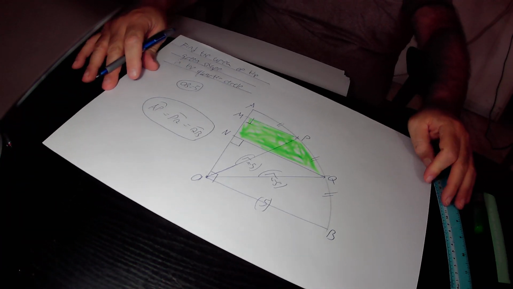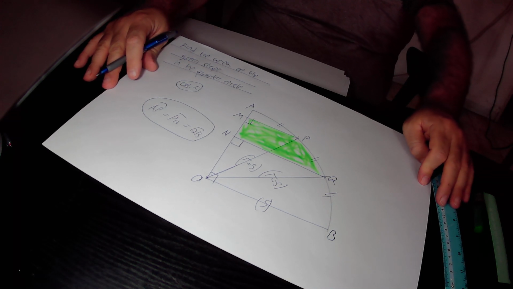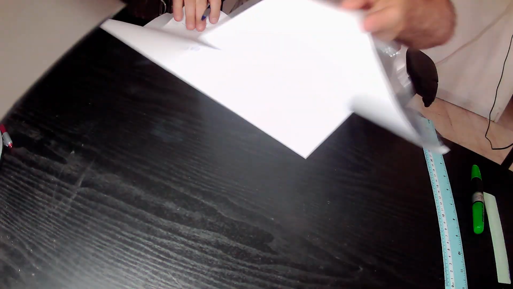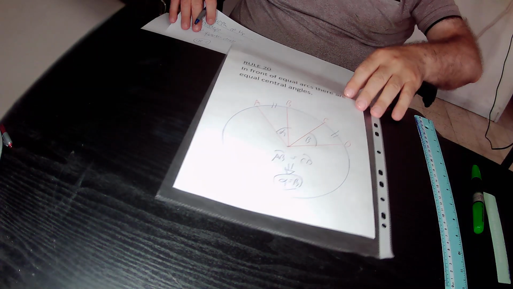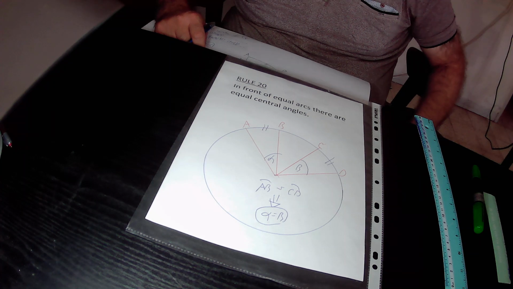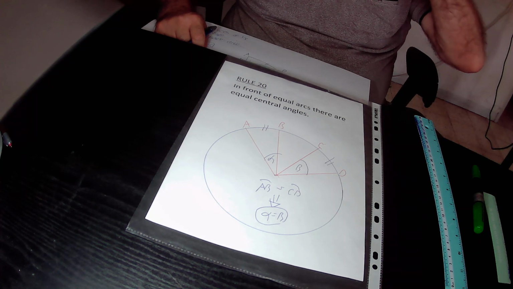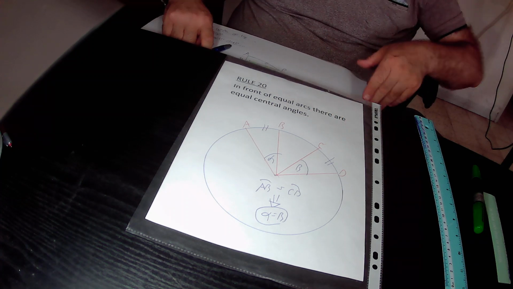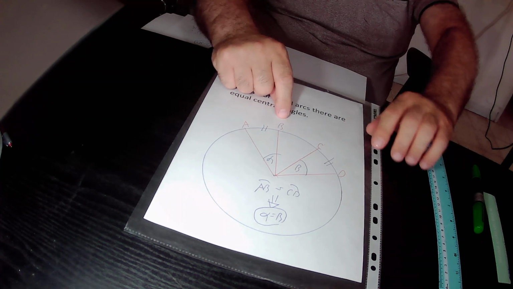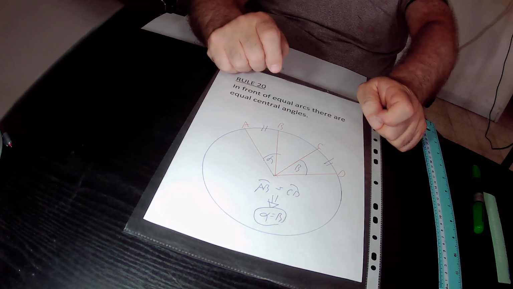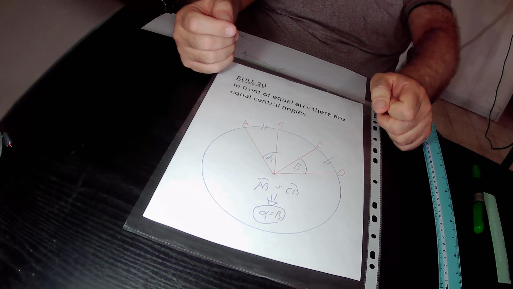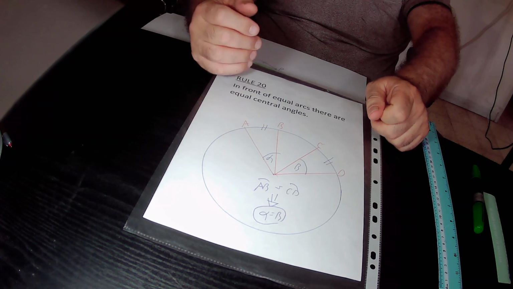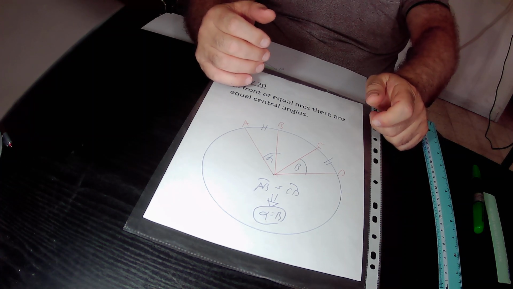So here we can implement rule 20. According to rule 20, in front of equal arcs, there are equal center angles. So at the moment we have a circle, and we also have arc AB that is equal to arc CD. And according to this rule 20, in front of equal arcs, there are equal center angles.